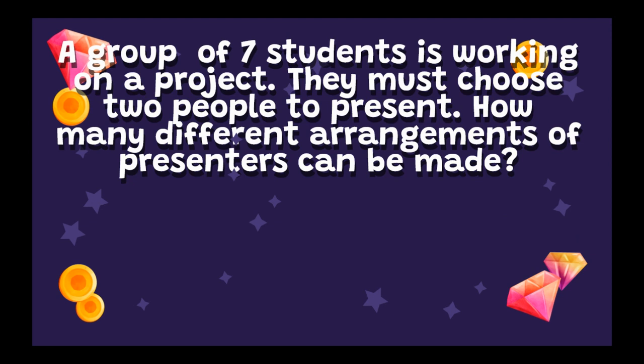So a group of 7 students is working on a project. They have to choose 2 people to present. It doesn't matter if they choose Jose and then Bill, or if they choose Bill and then Jose. Either way, those 2 are presenting, right? So how many different arrangements of presenters can you make from the 7 students? This is going to be a combination, and it's going to look very much like a permutation, okay? So it's going to be 7C, and then we're choosing 2, so 7C2.